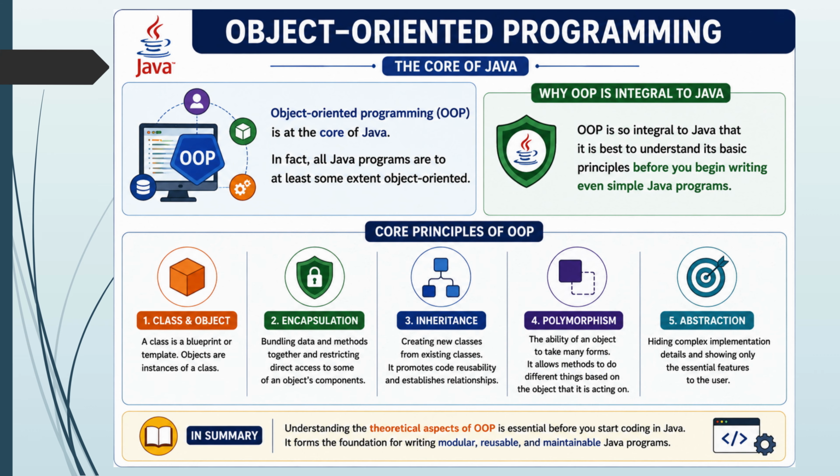And last is the fifth, abstraction, hiding complex implementation details and showing only the essential features to the user. In summary, understanding the theoretical aspects of OOP is essential before you start coding in Java. It forms the foundation for writing modular, reusable, and maintainable Java programs.